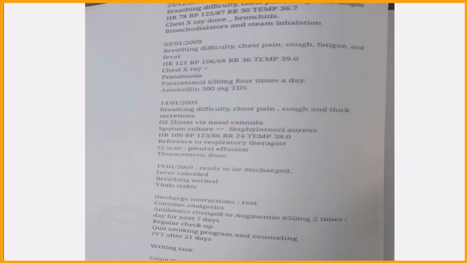Okay. On 25/12/2008, the day when Mrs. Charlotte was admitted to the hospital, she presented with complaints of breathing difficulty, chest pain, cough, and fatigue. So these are the presenting symptoms. Let us look at the vital signs. Are they normal? Are they deranged? Only the respiratory rate is slightly high. The readings are fine except for the respiratory rate, which is a little high. Because of that, a chest X-ray was done, which confirmed bronchitis, isn't it? Therefore, she was managed with bronchodilators and steam inhalation.